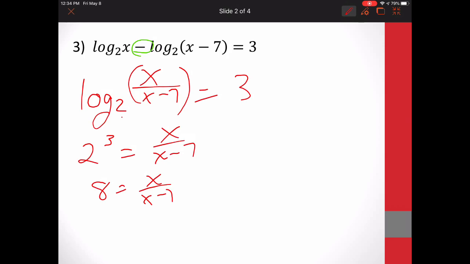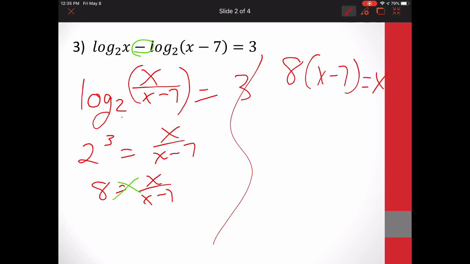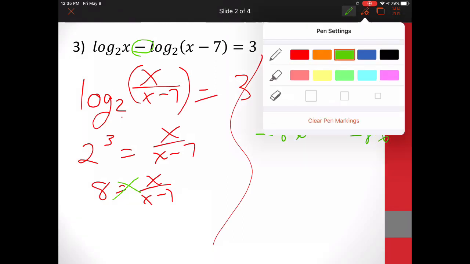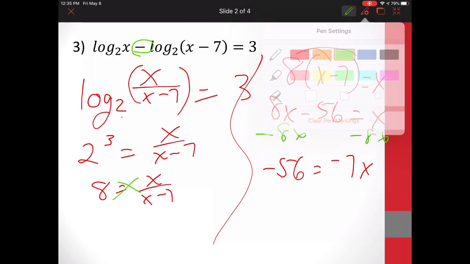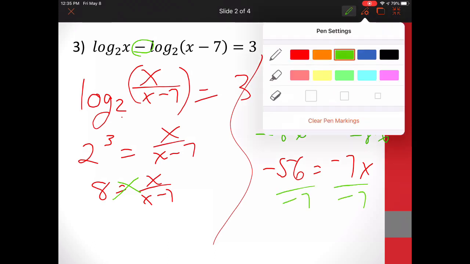And if you remember from many times us talking about how to solve what they have as a rational expression, you cross multiply. So that means 8 times x minus 7 equals x, or 8x minus 56 equals x as I distribute. All right, I'll subtract 8x from both sides. You'll get negative 56 equals negative 7x. And then when you divide by negative 7, you'll see that x will be 8.